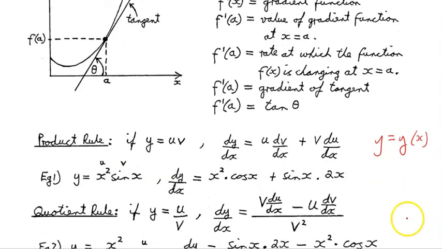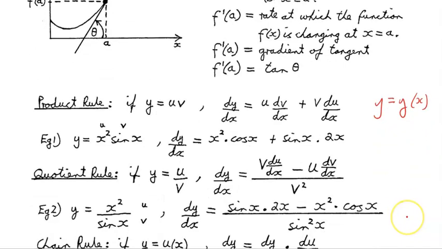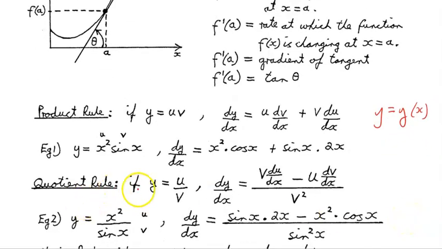Let's have a look at another one, the quotient rule. If y is the result of the division of two terms, u and v, then dy dx is equal to v du dx minus u dv dx, over v squared. After you use it long enough, you'll get used to using it, but there are other ways of doing it.